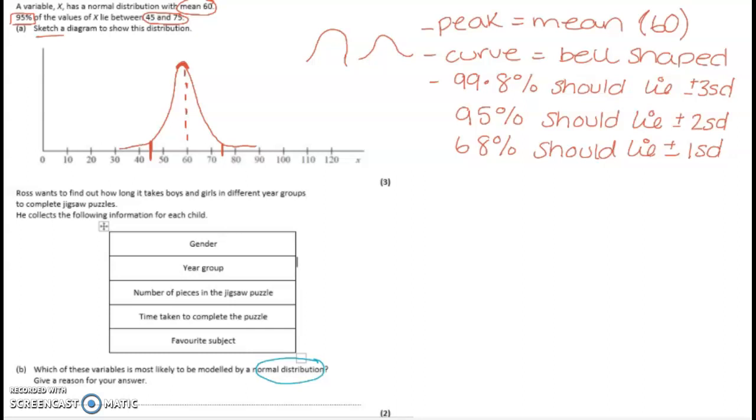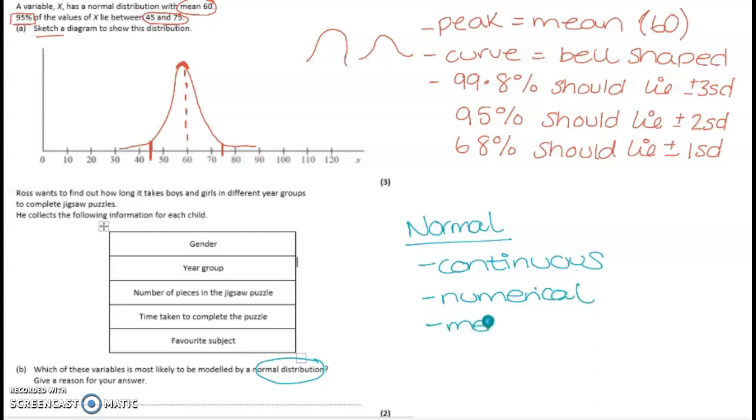It is not in this question asking which one best answers Ross's question. It is asking which one is most likely to be modelled by a normal distribution. A normal distribution is the only one we know that is for continuous data. Continuous data is numerical and measurable.